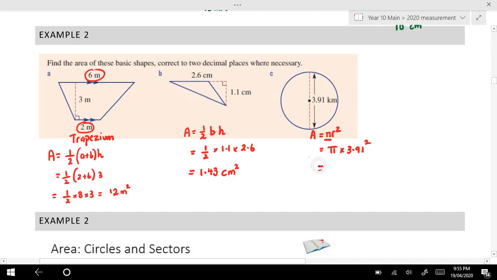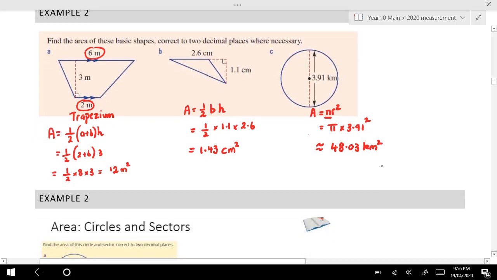I'm not going to write an equal sign. I'm going to write an equivalent sign because we're going to do rounding. It's 48.028, so we're going to round off to 48.03. And this time we're looking at kilometres squared, or square kilometres. So hopefully you'll feel okay with these sort of shapes.